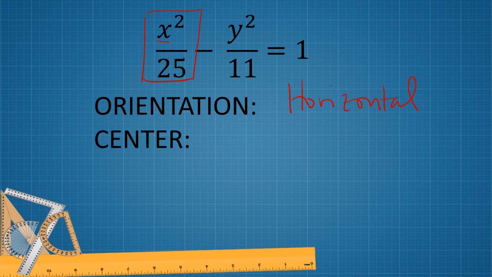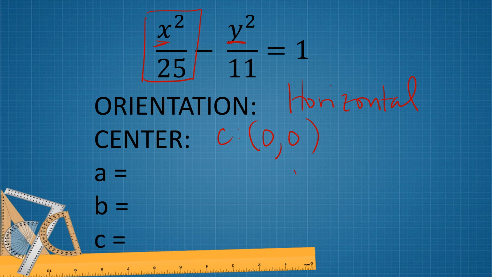Next, we need to find the center. Again, to find the center, we have (h, k). H yun yung kasama ni x, and k yun yung kasama ni y. As you can see, walang kasama si x at walang kasama si y. It implies that the center is located at the origin or at (0, 0). Next, we need to find the values of a, b, and c.